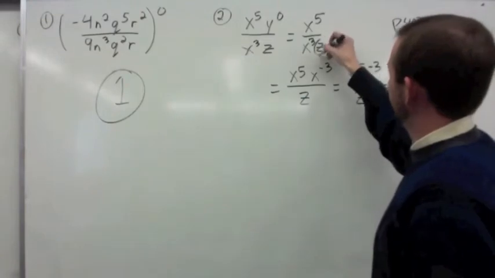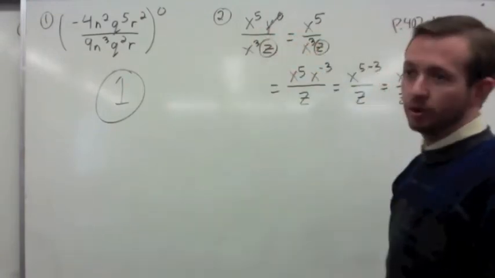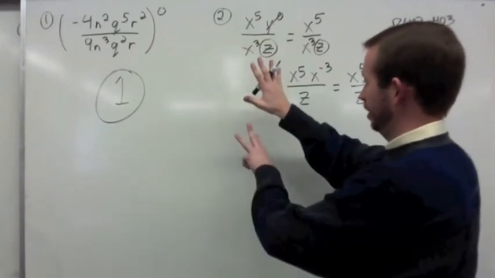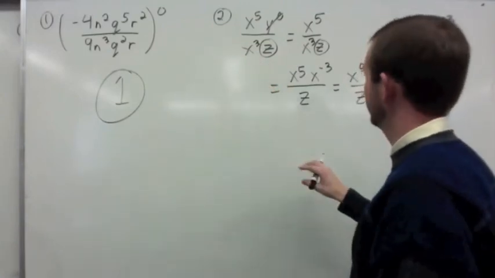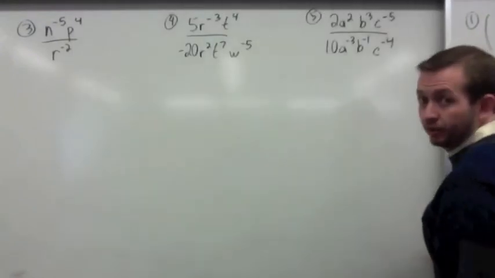As you can see, the z stayed the whole time. We never really did anything. This turned into 1. So the x5 and x cubed, the only thing we really had to balance out. We got 5 on top, 3 on bottom. They cross off, you're left with 2 on top. Let's slide over. 3, 4, 5. And this is on page 402, 403.